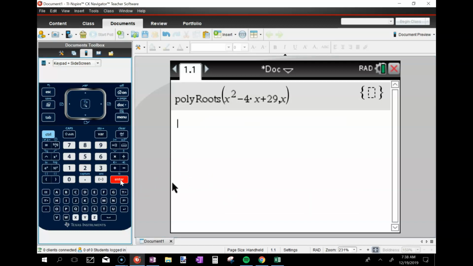So if I were to polyroot it, I get the empty set, right? I get the empty set. Now, what does that mean when I get the empty set? There are no real solutions. Yeah, there are no solutions, right? And to be more specific, there are no real solutions, okay? So the calculator does have the ability, guys, to find imaginary solutions. And I'm going to show you what that looks like.